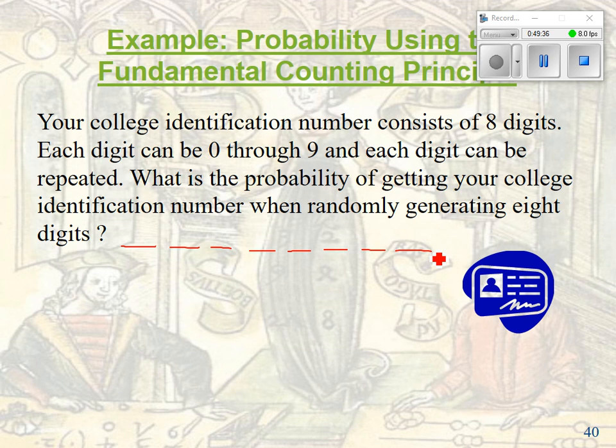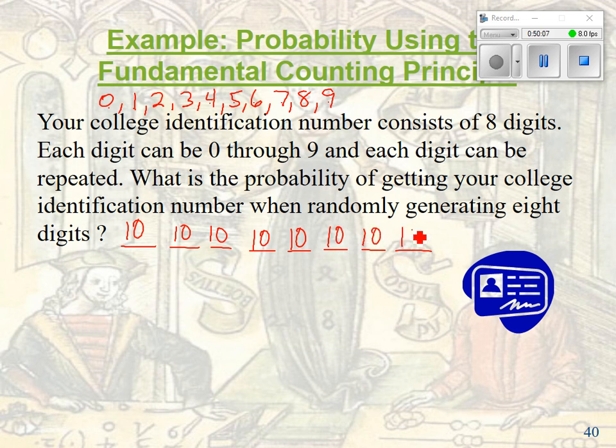For the first number, possible outcomes are 0, 1, 2, 3, 4, 5, 6, 7, 8, 9. So there's 1, 2, 3, 4, 5, 6, 7, 8, 9, 10. There's actually 10 numbers there. So for the first number, there's 10 possible outcomes. Since they can be repeated, the second number also has 10 possible outcomes. Third number has 10. Fourth number has 10. So on and so on. So all of them have 10. And using the fundamental counting principle, all we're going to do is multiply all those. That's going to give us our total possible outcomes.